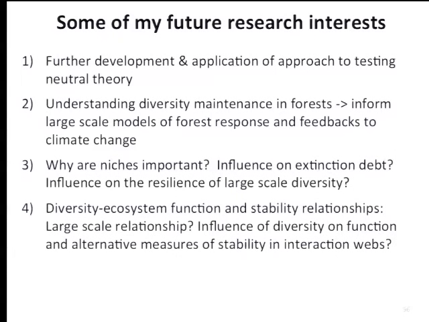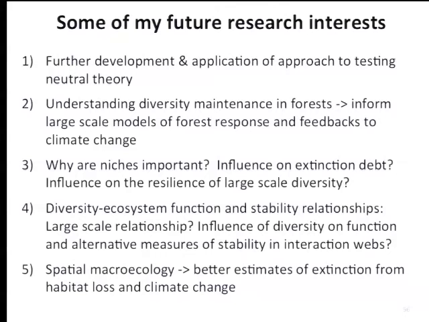Some of my future interests include further developing and applying this approach to a variety of data sets. But I'm also interested in thinking more specifically about coexistence mechanisms in forests, making use of the demographic data on these plots to test more mechanistic niche models, in particular of how these life history trade-offs might enable coexistence in forests, and linking that with data available on trait variation across tree species. I'm inspired to think about forests since they're so important to the global carbon cycle, and ultimately we want to factor them into models of climate change and how much forests respond to and feed back to climate change.